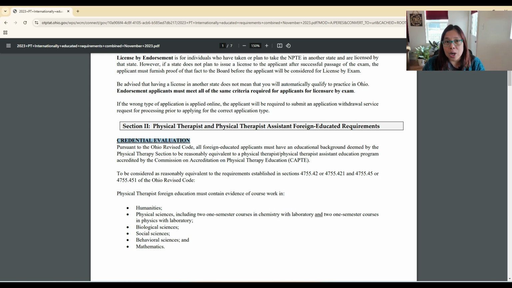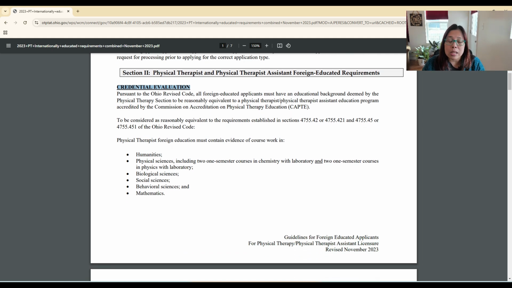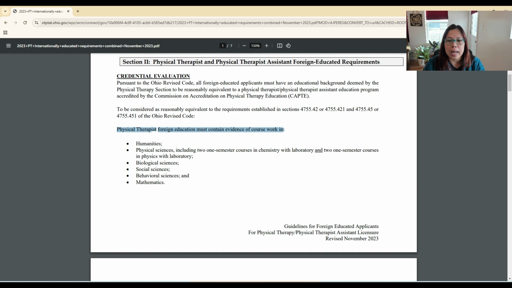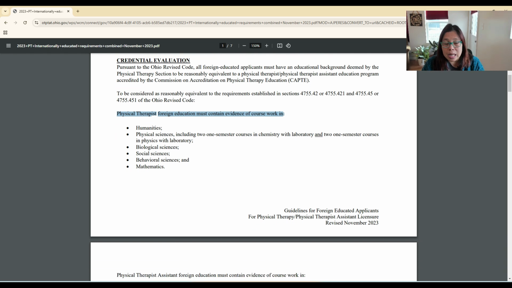So it's like they are investigating, based on the documents from your school, what trainings you went through. Physical therapist foreign education must contain the evidence of coursework in... So they specify here. Other states do not specify, but Ohio specifies what they want to see in your syllabus or course description. Okay, humanities, there's physical sciences, including 2 one-semester courses in chemistry with laboratory and 2 one-semester courses in physics with laboratory.